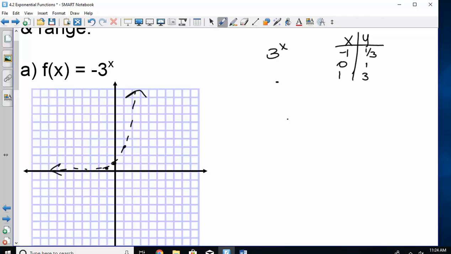Now, if I want to do transformations, what is a negative out in front doing to my graph? Flips it over the x-axis. So I'm just going to take each of these points, reflect them over the x.